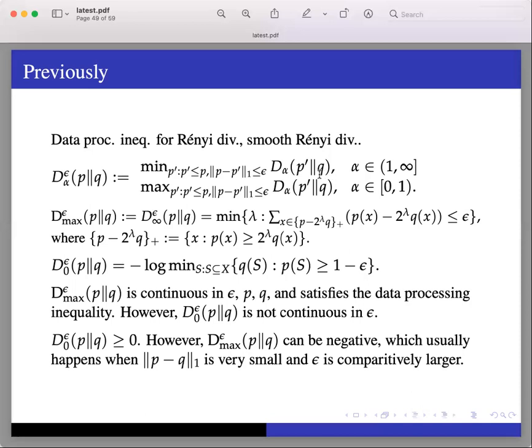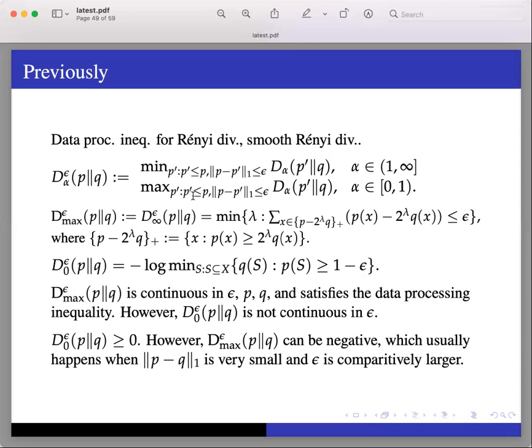So for alpha larger than 1, the smoothing will take a minimum. It's the minimum over P prime, which is below P, but the difference between P and P prime is not so much. It's only epsilon. So epsilon is the smoothing parameter. And now I'll evaluate the alpha Renyi divergence for P prime with respect to Q. Note that Q is not disturbed in the smoothing. It's only P that is disturbed. Similarly out here, but here I maximize in the epsilon ball around P.